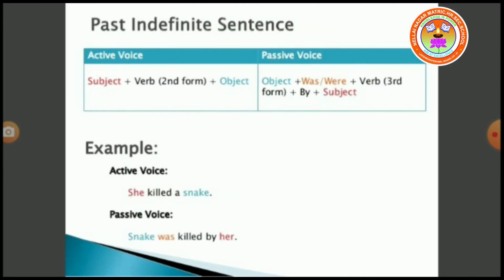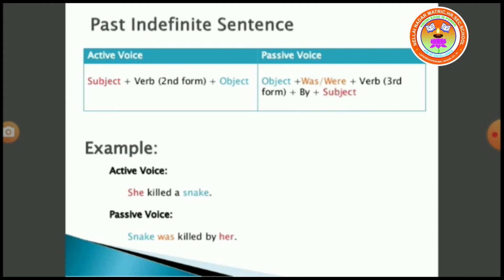Next, simple past. Active voice structure: subject plus V2 form, the second form of verb, that is simple past verb, plus object. For example, she killed a snake. Here she is the subject, killed the past verb, a snake the object.